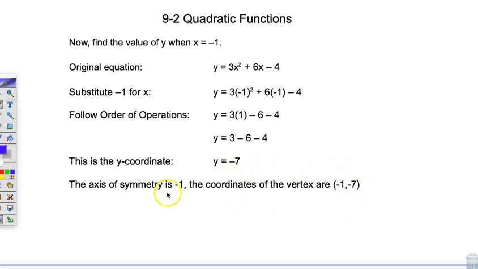So now we have our axis of symmetry is always the x value, negative 1. The coordinates of the vertex are, there's that x value again, and the y value. And this must always remain as a coordinate, so you should be putting that vertex in parentheses.